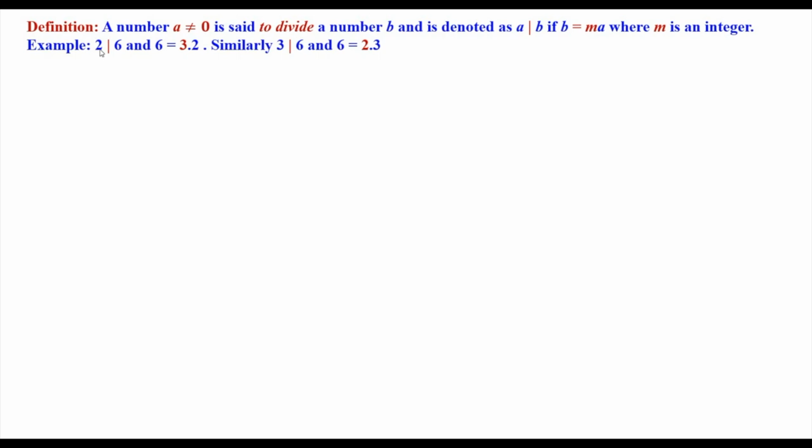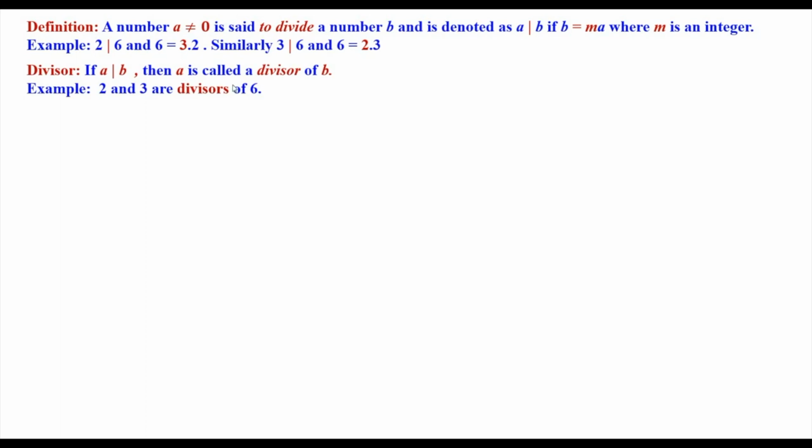Now, for example, we know that 2 divides 6, and this is how it is written, and 6 is nothing but 3 times 2. Similarly, 3 divides 6, and 6 is written as 2 times 3. So a is said to divide b. This is the way that we write that a divides b, which means that b equals ma. This being a definition, it holds both ways, meaning that whenever you see that b is an integer times a, it implies that a divides b.